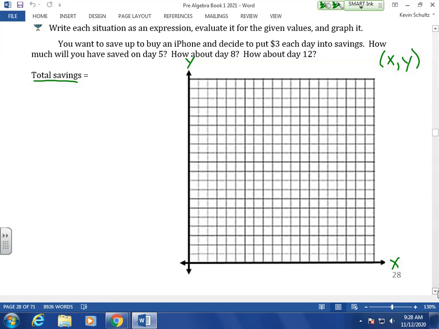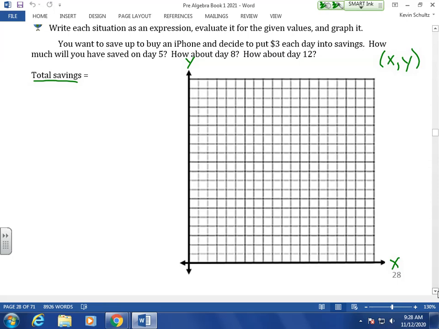What expression is going to tell you the total amount that you have saved up on any given day? Ifan? 3 times 5 would tell you how much you'd have on day 5, right? What would you do to figure out day 7? Multiply 3 times 7, right? How about day 10? 3 times 10. How about day 12? 3 times 12. So what expression will tell us how much money we have saved up on any given day?